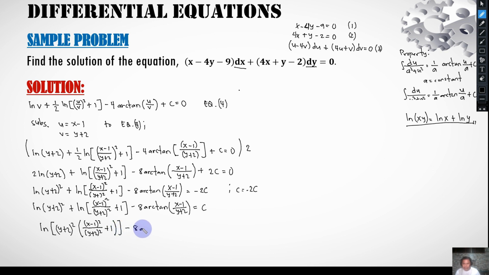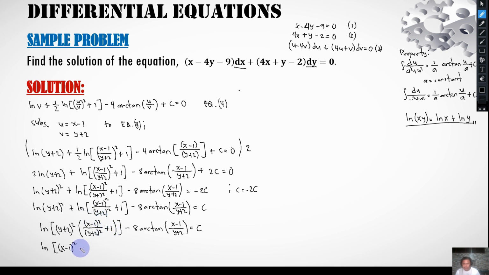Okay. So, this is bracket. Minus 8, no? Arctangent of your x minus 1 over your y plus 2 is equal now to C. Okay. So, kung i-distribute natin siya, student, in every term, no? So, magka-cancel out kung una. So, ang mangyayari dyan is magiging ln siya ng, so, ang matitira is yung x minus 1 squared, no? So, magka-cancel out siya. At saka y plus 2 raised to the squared times dito sa plus 1.